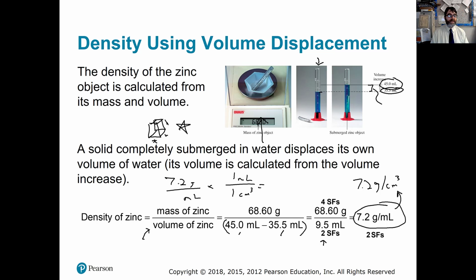And so you really don't need to set up the problem here, because multiplying that number by 1, then dividing by 1, the only thing it does is change the units. So then any amount of zinc that we have, the density is always going to come out to be that 7.2 grams per centimeter cubed.